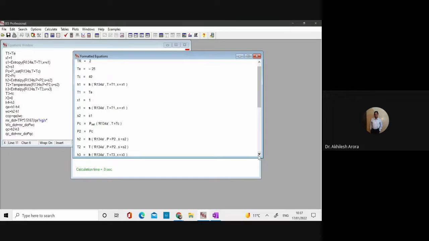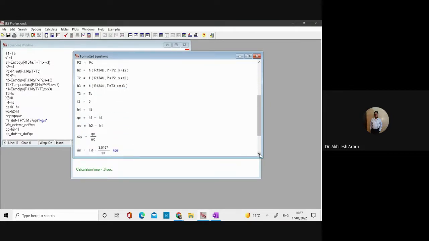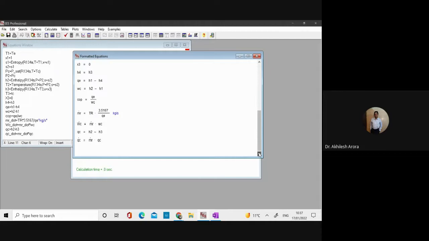I am showing you all the equations. Here, you can see it is QE divided by WC. This is the way you write division. For the mass flow rate, because I have added kg per second, it's showing here also. Similarly, all the equations are shown in a beautiful way. You can find any mistakes in your program if you see this window. Is it clear?